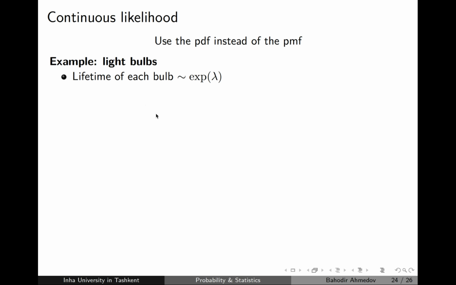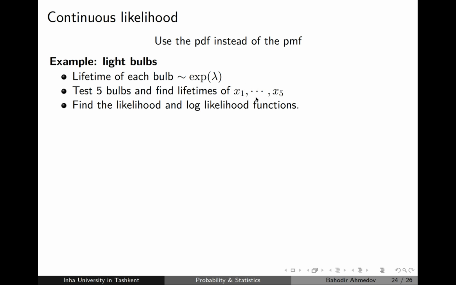Let's say the lifetime of light bulbs has an exponential distribution with some parameter lambda. We're going to choose 5 light bulbs and would like to find the lifetime of each of them. So basically, I would just buy 5 light bulbs, install them somewhere, and measure the lifetimes.